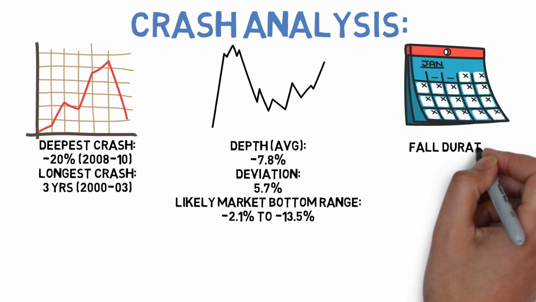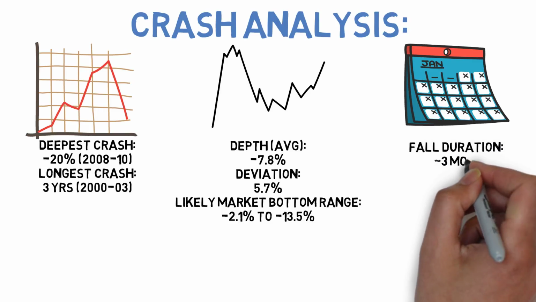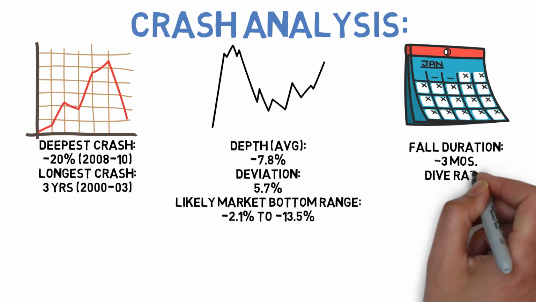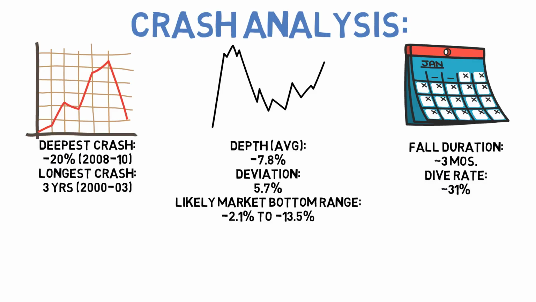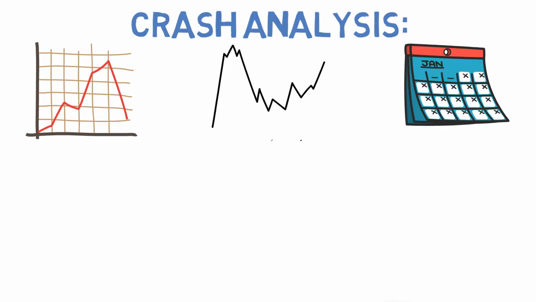On average, it takes around 3 months for the portfolio to bottom out. This gives it a dive rate, or the amount the portfolio would fall in an average downturn if it continued to fall at the same rate for a full year, of 31%.